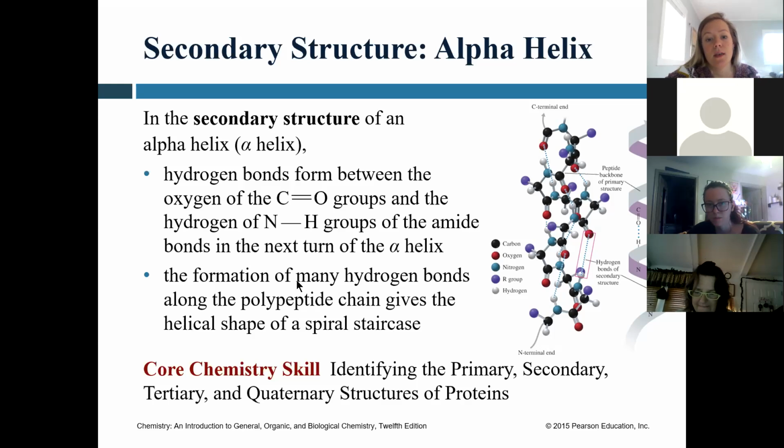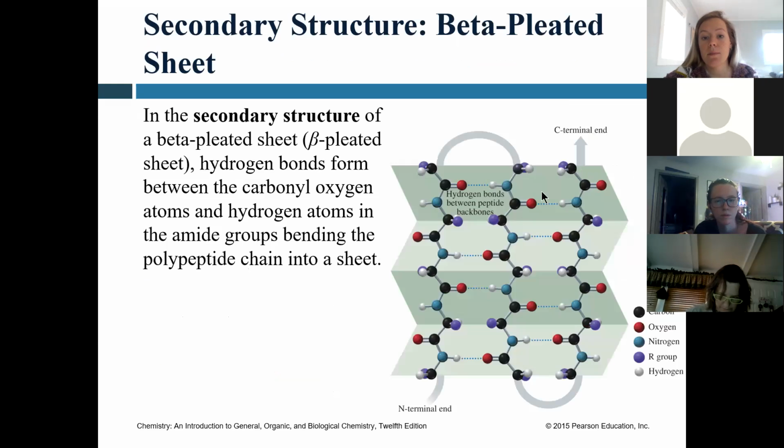So we get this by the formation of a lot of hydrogen bonds along the peptide chain that will give it this spiral staircase shape. You can see it here. And remember, this hydrogen bonding is slightly weaker than the bonding that's actually making up the primary structure. There's another type of secondary structure. This is called a pleated sheet structure.